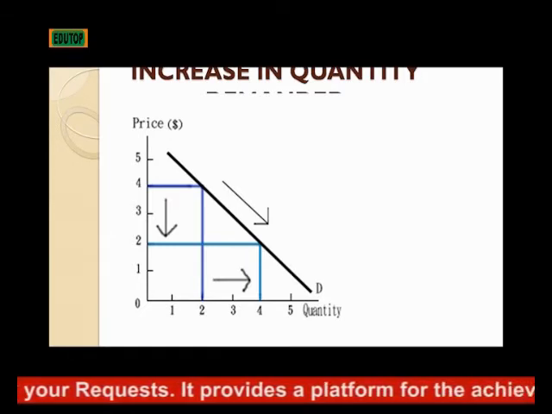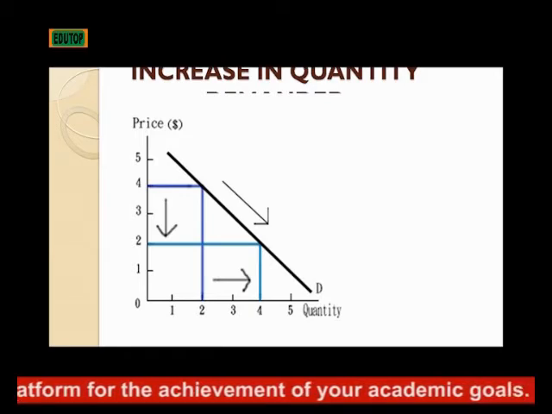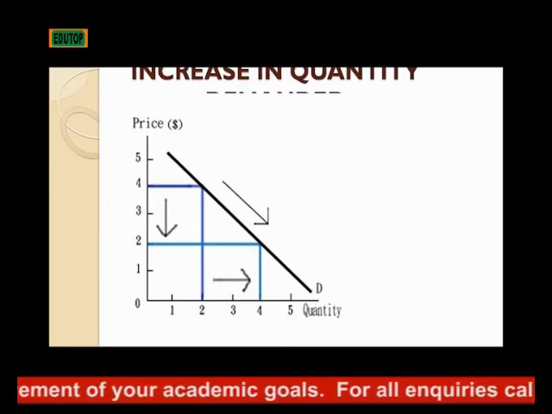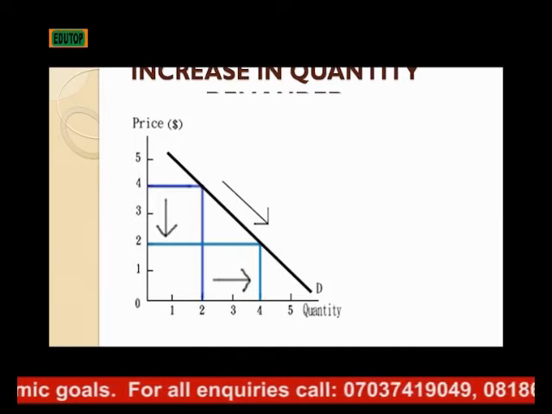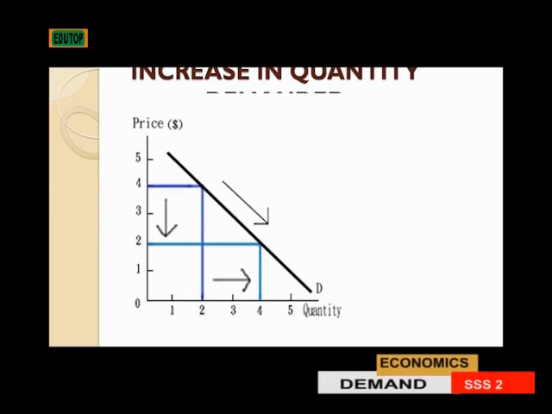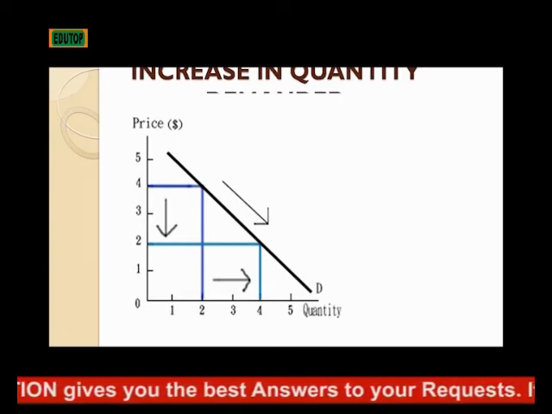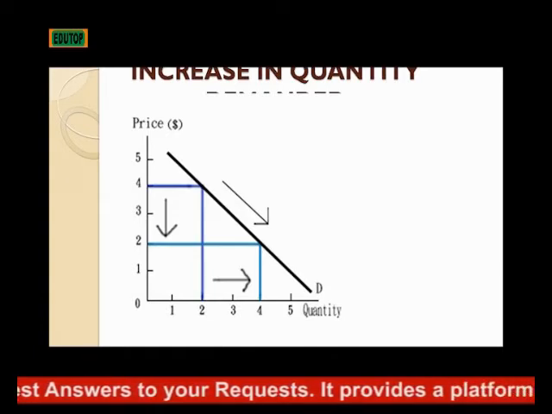So then we can have an increase in quantity demanded and a decrease in quantity demanded. When the price of a particular product reduces from a particular price to another price, for example from 4 naira to 2 naira, the quantity demanded will definitely increase because the price of that particular product has fallen. The quantity demanded will increase because of the negative relationship between the quantity demanded and price. In that case, we can say there is an increase in quantity demanded.